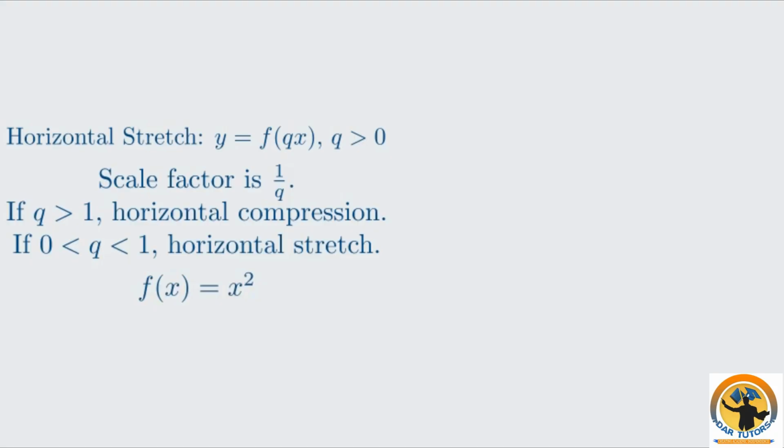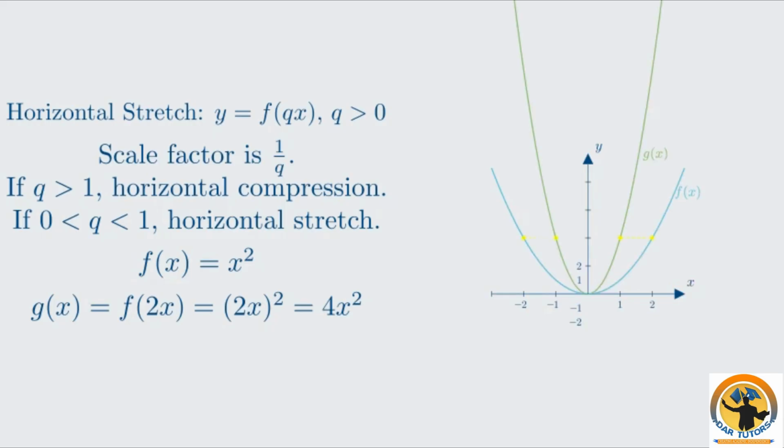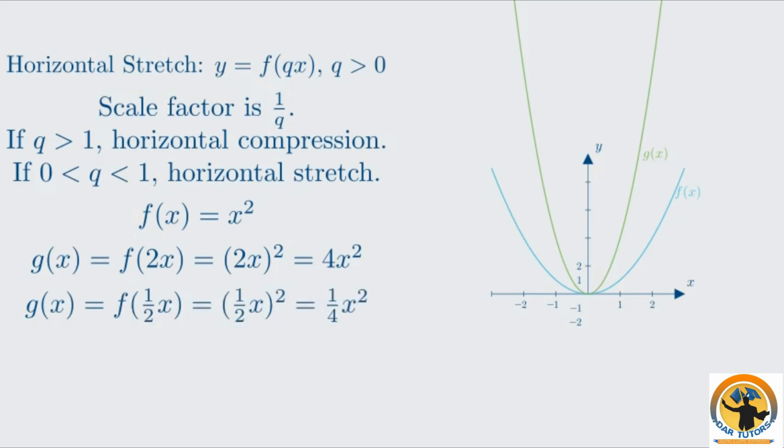Let's use f of x equals x squared again. Consider g of x equals f of 2x. This means we replace every x in f of x with 2x. So, g of x equals the quantity 2x squared, which simplifies to 4x squared. The graph of g of x is narrower. It has been compressed horizontally by a scale factor of 1/2. Every x-coordinate is halved.